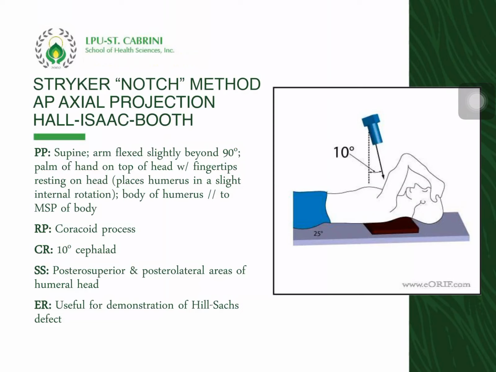The palm of his hand is resting on the top of his head as this places the humerus in a slight internal rotation. And the body of the humerus should be parallel with the body's mid-sagittal plane. An angulation of 10 degrees cephalad directed to the coracoid process is desired for the striker notch method to visualize the posterior superior and posterolateral areas of the humeral head.